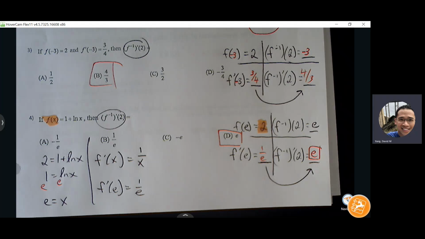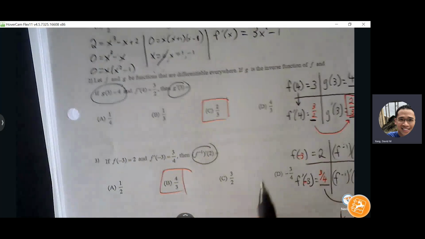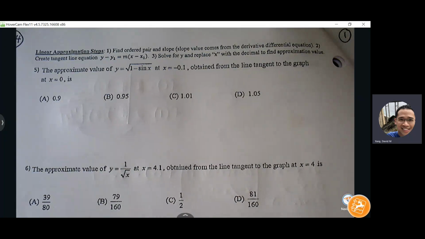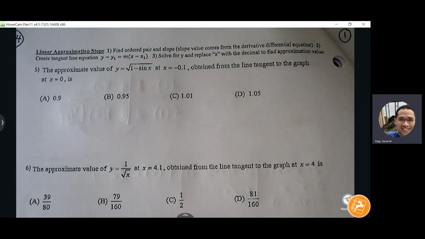All right, let's do linear approximation on the next page. That's the other miscellaneous topic. We've seen linear approximation a lot on the FRQ, but this is on the multiple choice side of things. Same concept, but the work feels a little bit different.